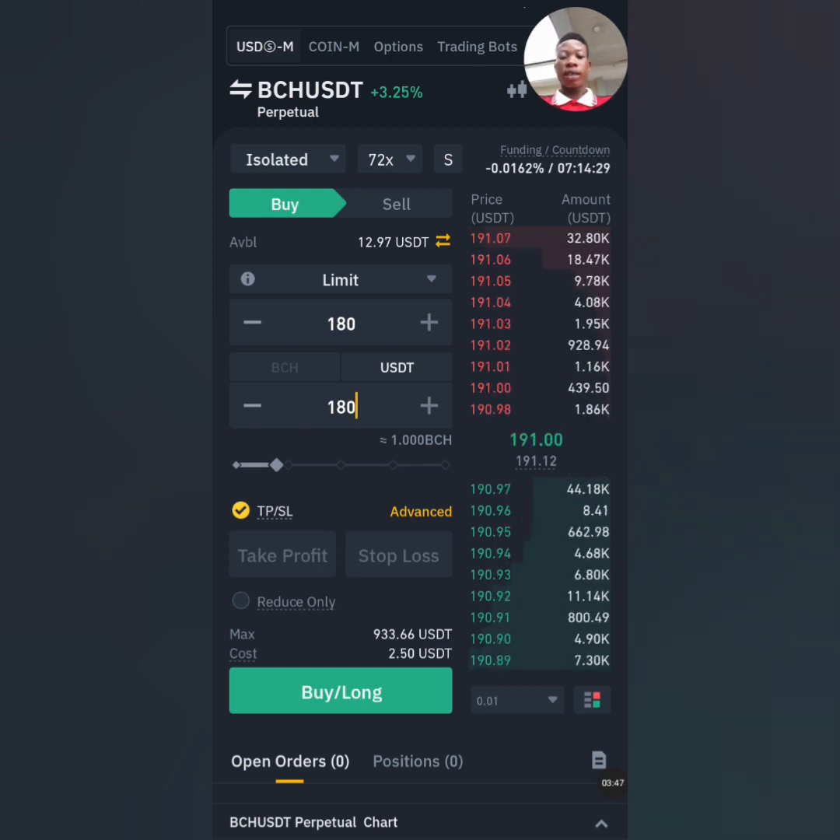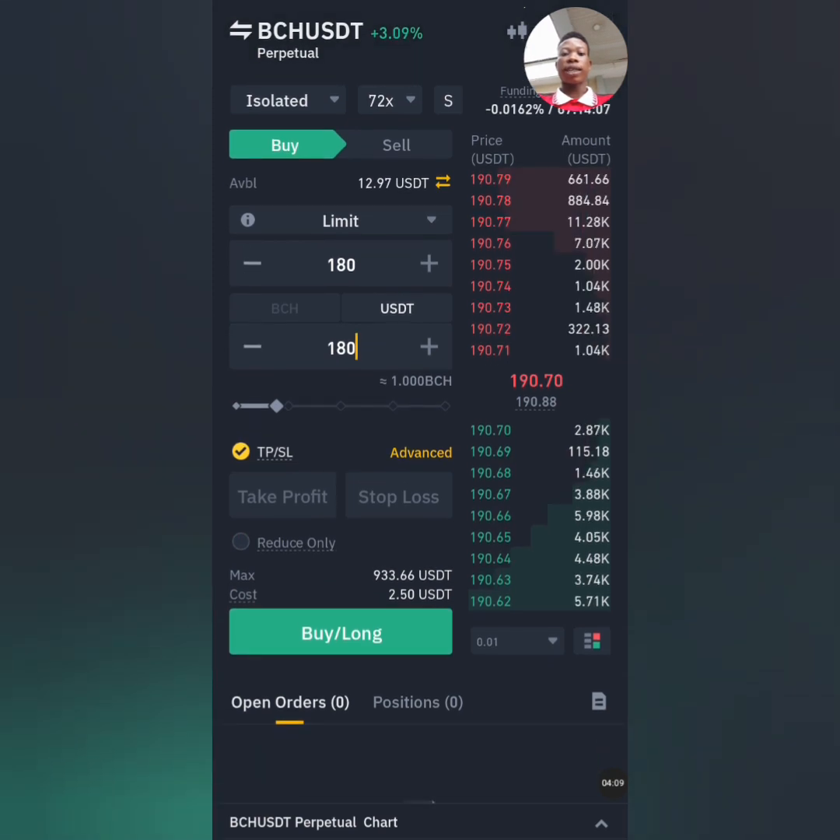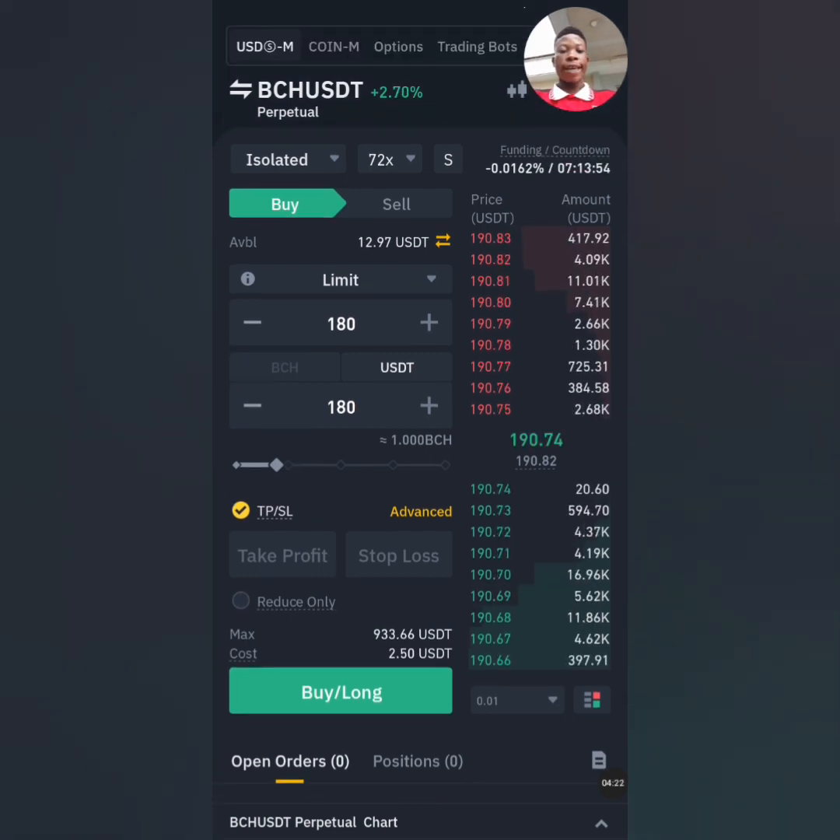When your position is liquidated, it simply means that this 2.50 USDT is your initial margin. So if Bitcoin Cash goes past 177.50, your position will be liquidated. This is because this 2.50 USDT you have right here is like a collateral. Binance is holding it in case your prediction goes against you. If your prediction goes against you, Binance will take their money from here, and your position will be liquidated, and then your open trade will be closed in loss.